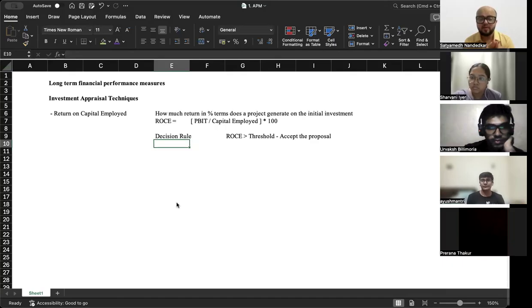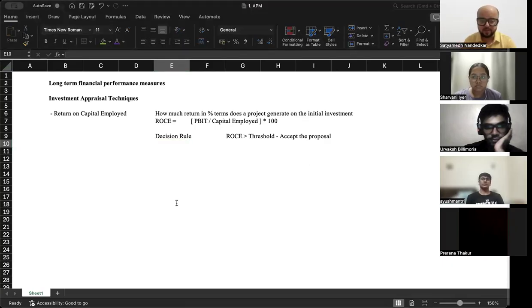Now, the interesting part is that these thresholds are defined by the entity itself. There is no one size fits all approach. Different entities could have different approaches. For example, my threshold would be that I should get a minimum profit of 15%. And if my ROCE is greater than 15%, then I will end up accepting the proposal.